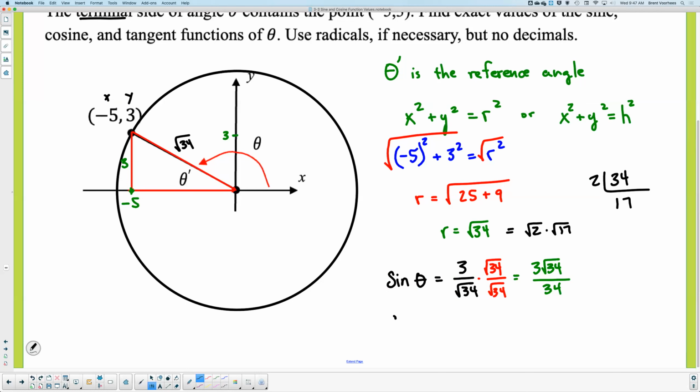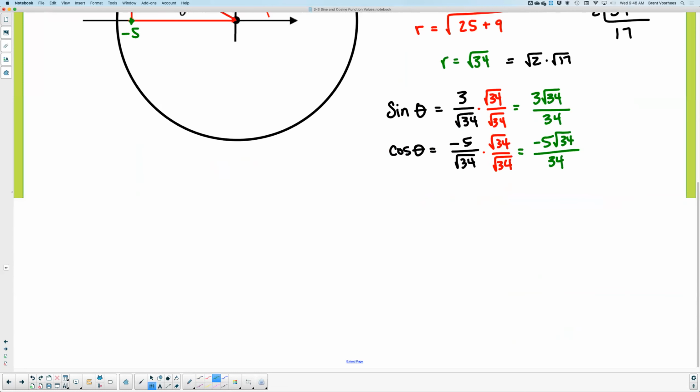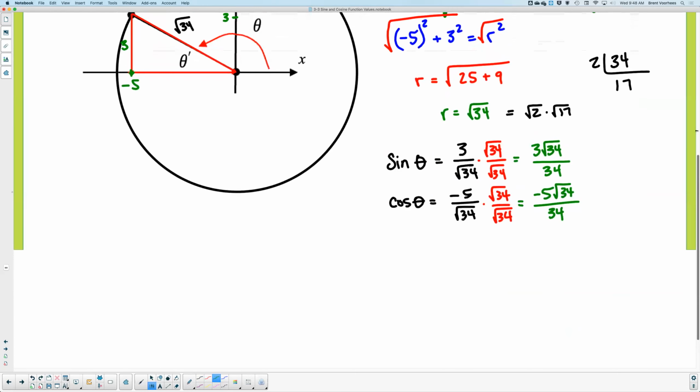Now sine is y. What's cosine? Okay, what's our x here? Negative 5. And it's also x over r, which happens to be square root of 34. I have to reduce the same way. You do not leave a square root in the denominator. So showing the math, you do it like this. The shortcut is you just shoot up the square root. Remember me saying that? Negative 5 square roots of 34 over 34. What you do is you shoot up your square root, and then you drop the square root symbol in the denominator.